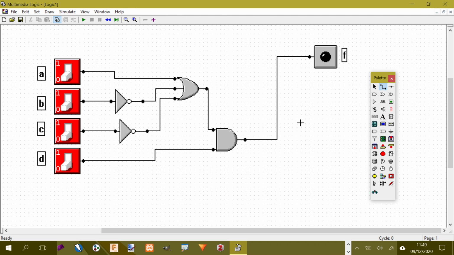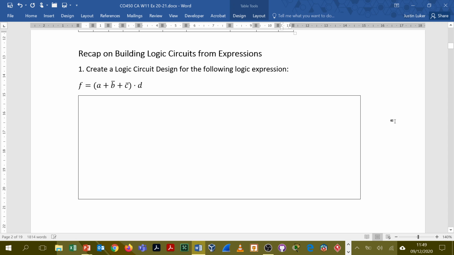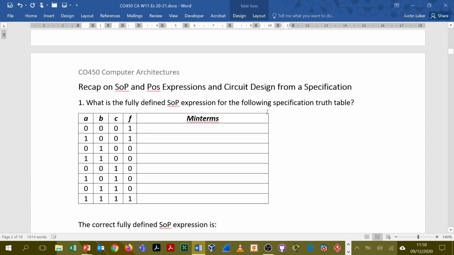Okay, let's go back to the exercise sheet. So that was the expression we just built. So F equals A or not B or not C and D. Let's continue on through to recap.